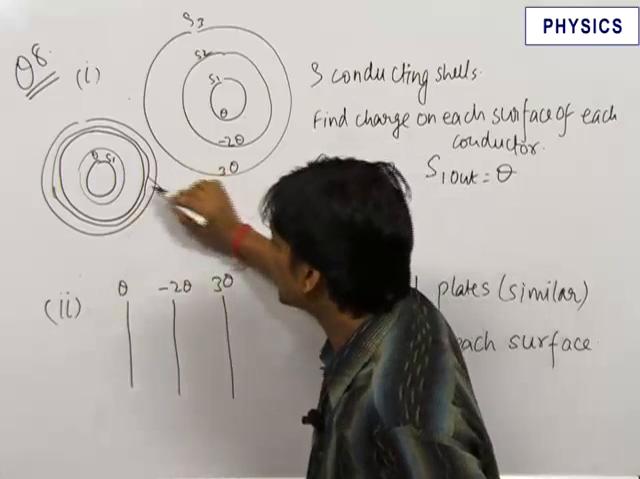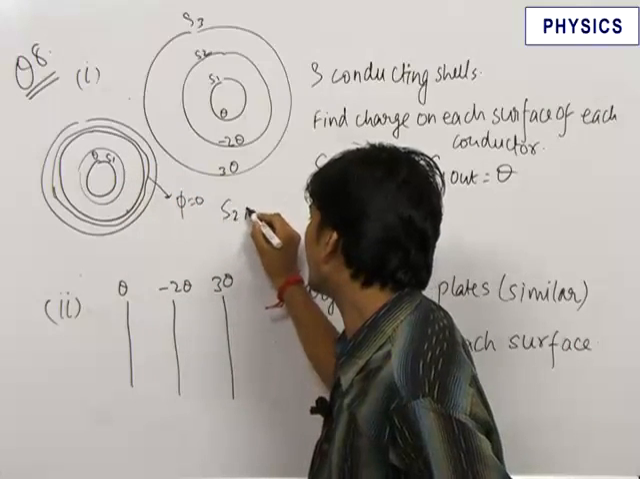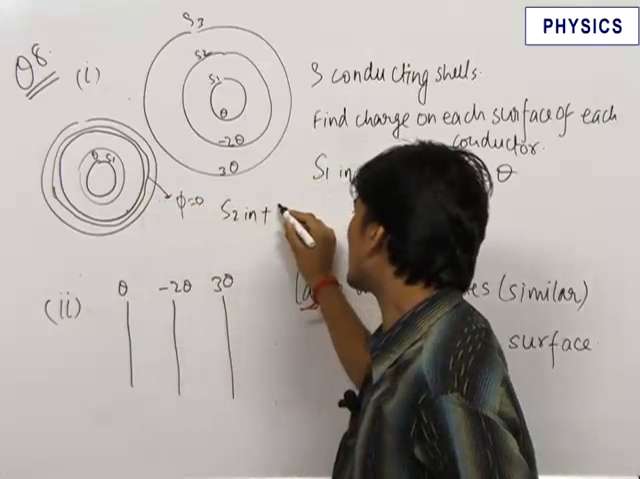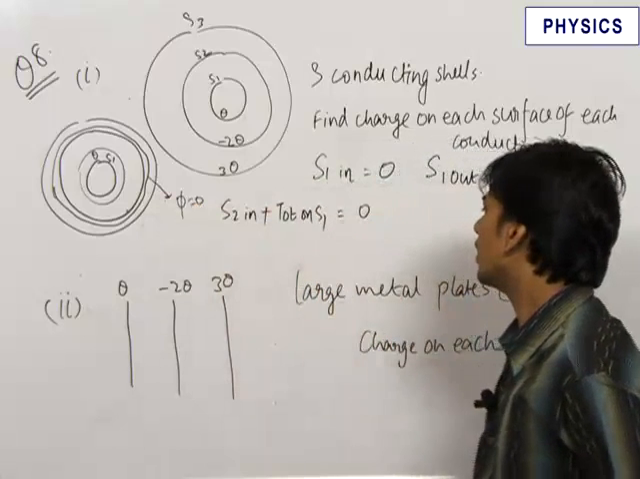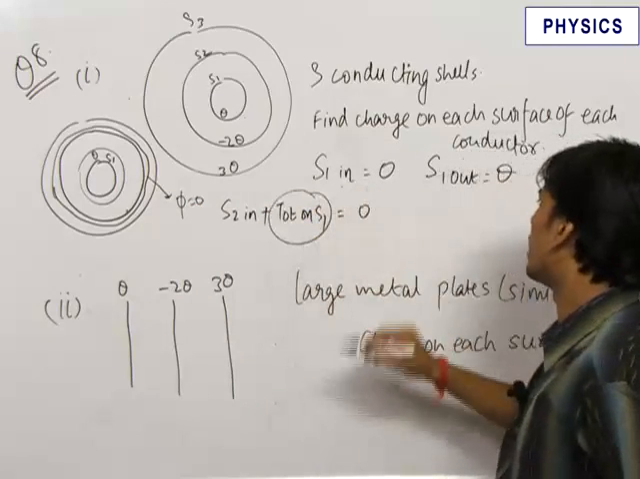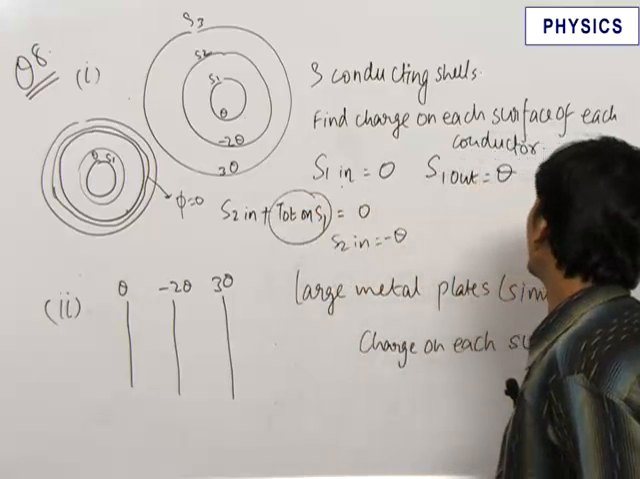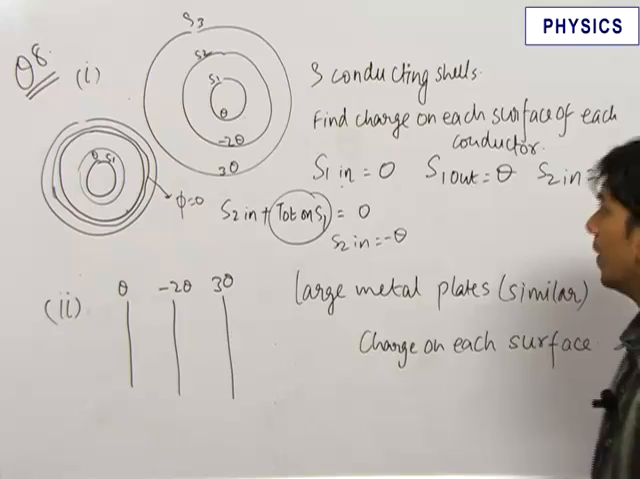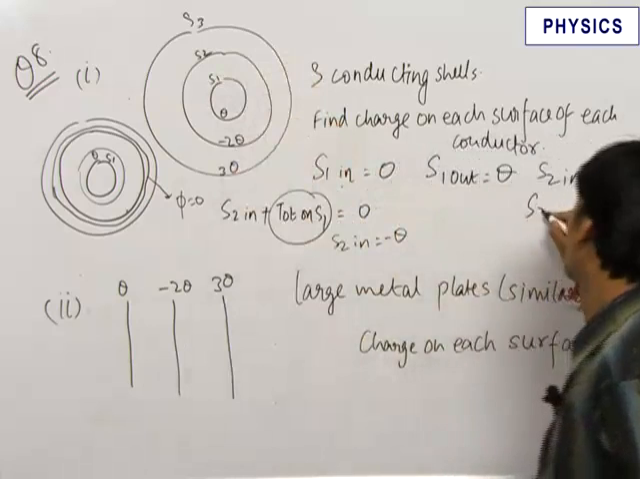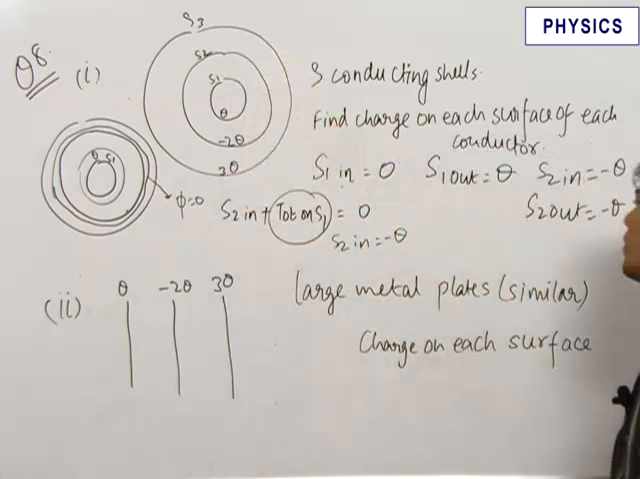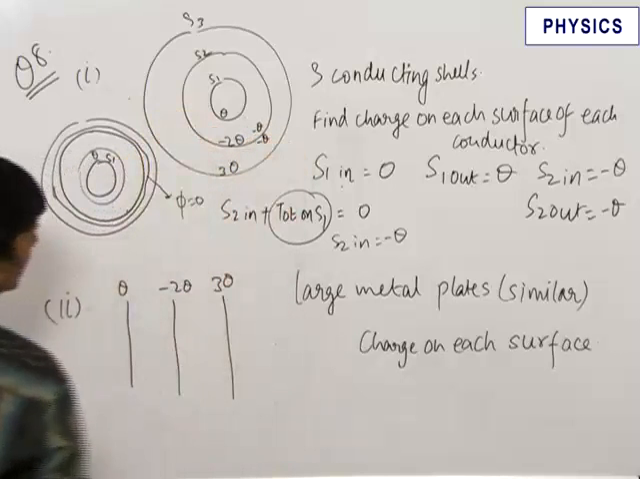Net charge inside is equal to the charge on S1 plus the charge on the inner surface of S2. Therefore, S2 in plus the total charge on S1 is equal to 0. Now, the total charge on S1 is equal to S1 in plus S1 out, that is equal to Q. Therefore, S2 in is equal to minus Q. Now, this S2 has a total charge of minus 2Q. It has minus Q on the inner surface, therefore it should have minus Q on the outer surface also.